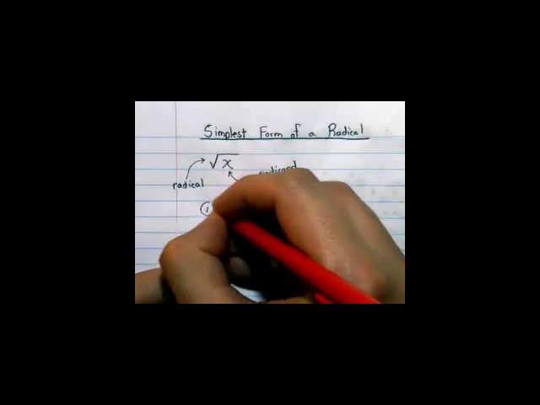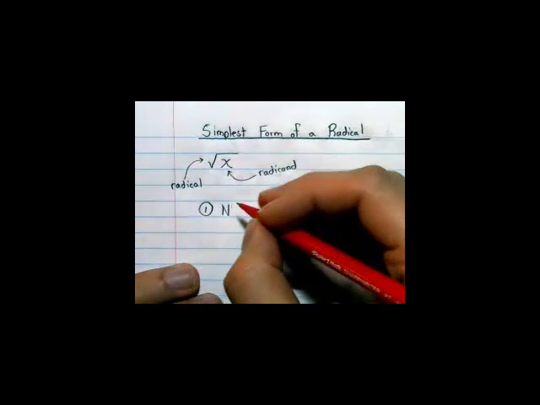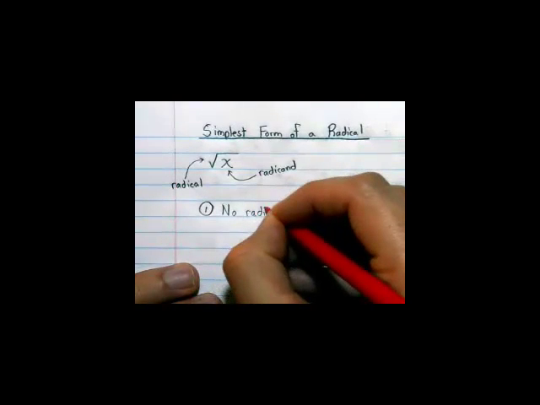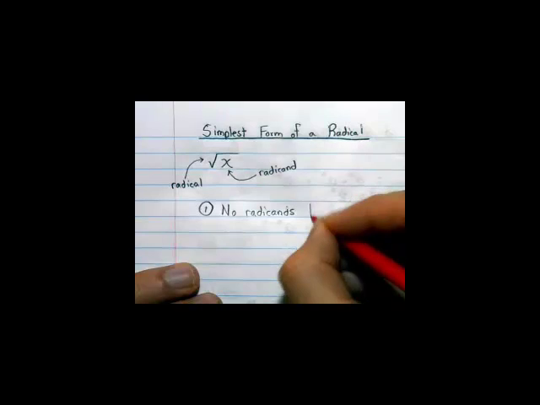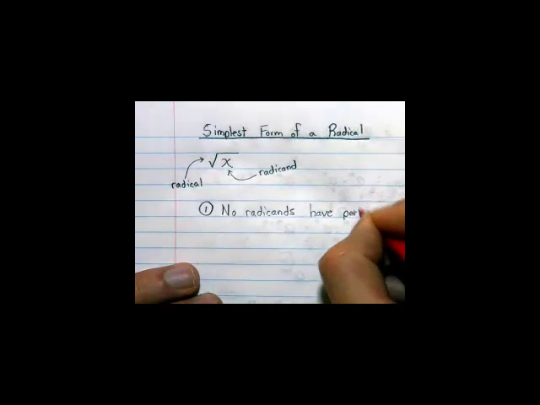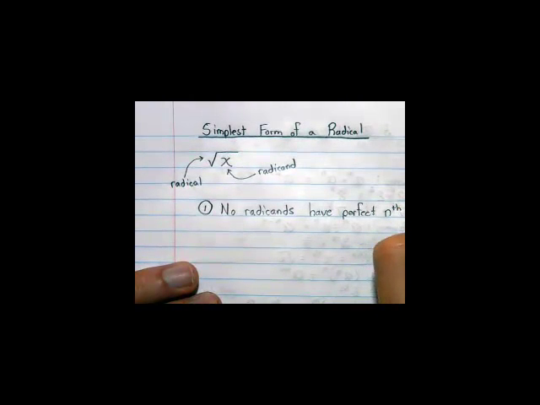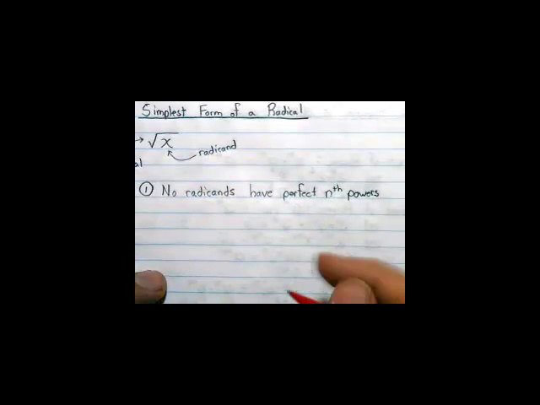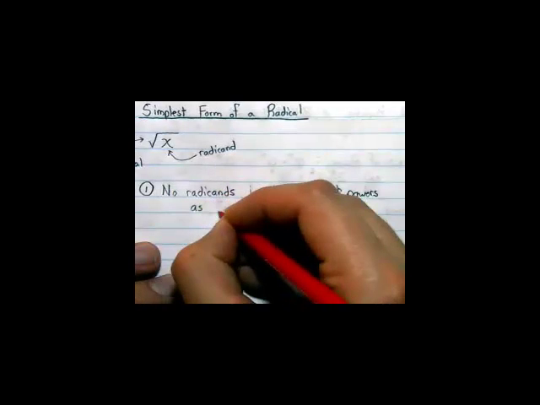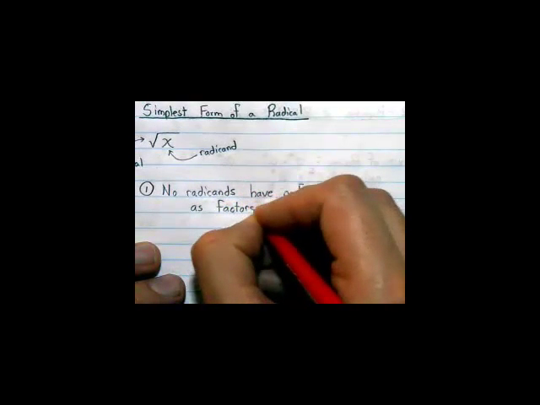So to have one of these radicals in simplest form, some things have to be true about what the radicand is. Okay, and the first criteria that has to be met is that no radicands have perfect nth powers as factors. Okay, so what in the world does that mean?